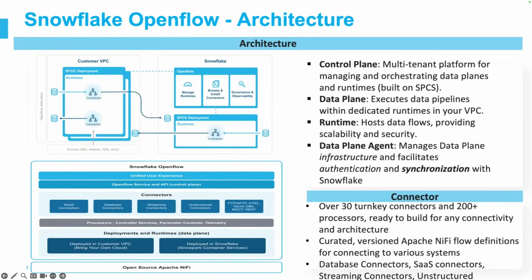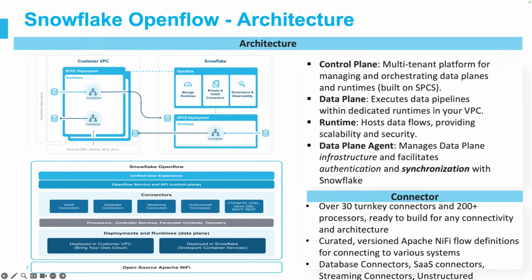Moving on to the architecture of OpenFlow, I wanted to spend a couple of minutes here. As you can see, it has three main components. One is the control plane. The control plane is your orchestration layer, you can say. It is on the Snowflake side.